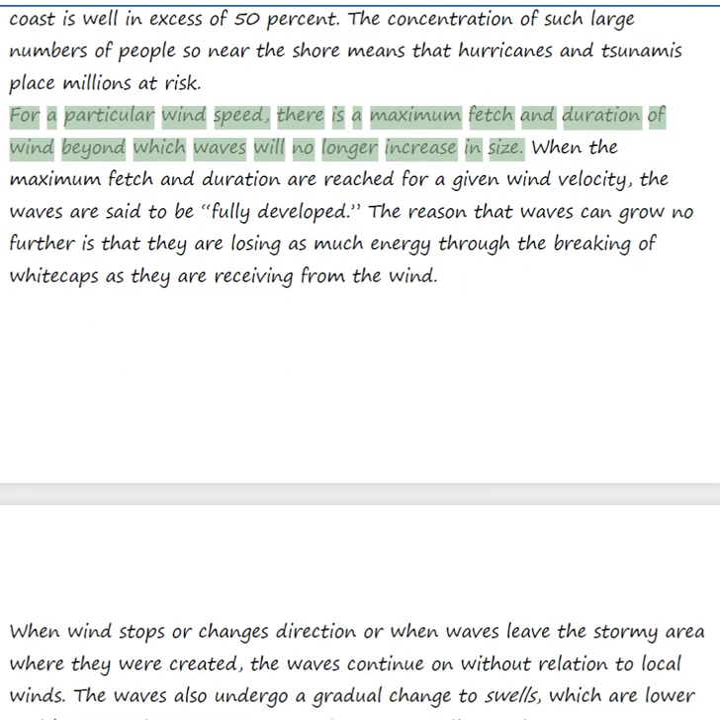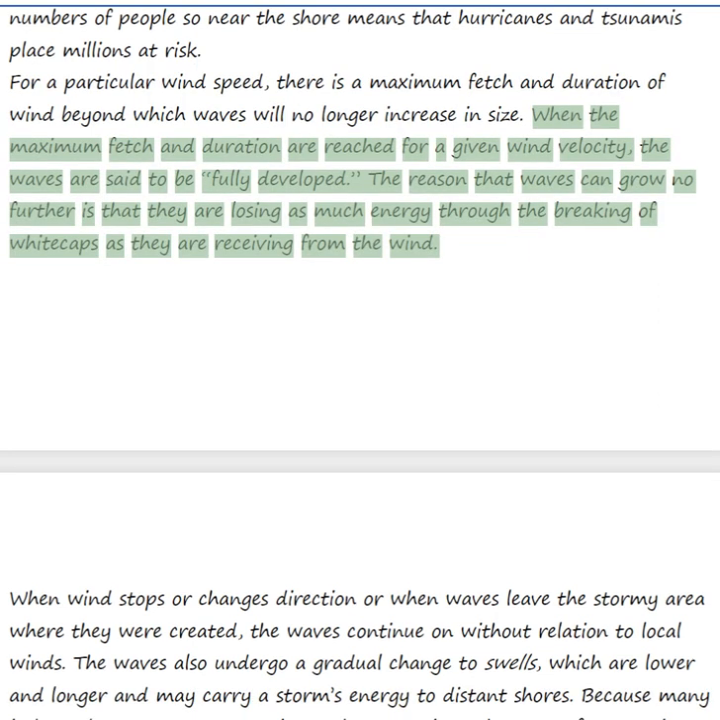For a particular wind speed, there is a maximum fetch and duration of wind beyond which waves will no longer increase in size. When the maximum fetch and duration are reached for a given wind velocity, the waves are said to be fully developed. The reason that waves can grow no further is that they are losing as much energy through the breaking of whitecaps as they are receiving from the wind.